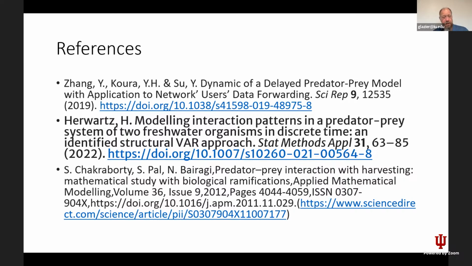The Rosenzweig-MacArthur model is a very, very old model. It's 75 years or more old, and it's interesting to see that it's still being used and extended. Some of those basic ecological models have had a lot of life to them. So thank you very much.